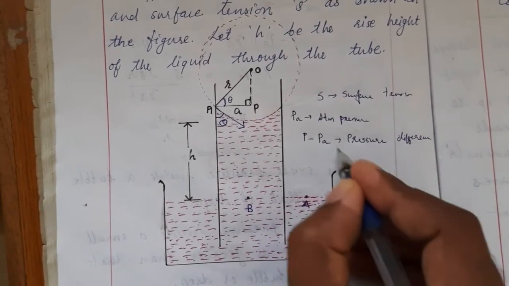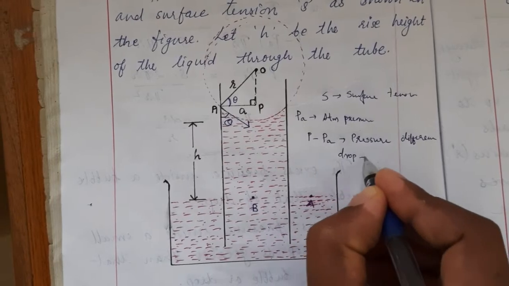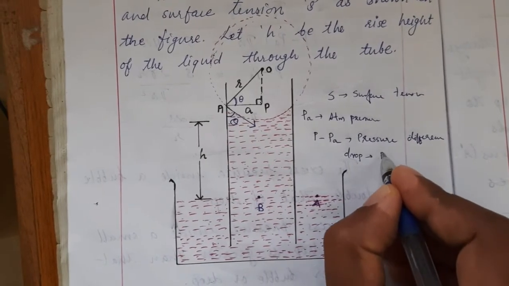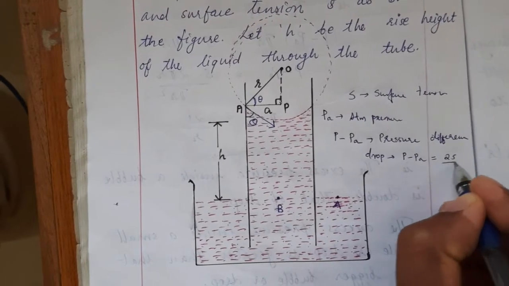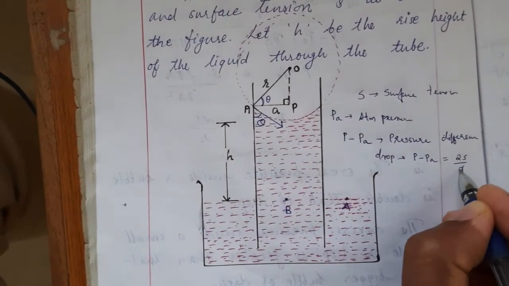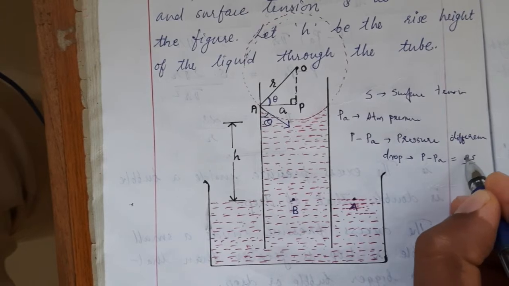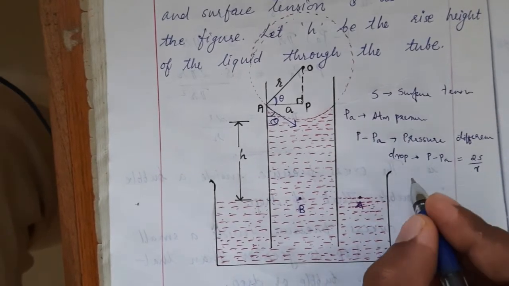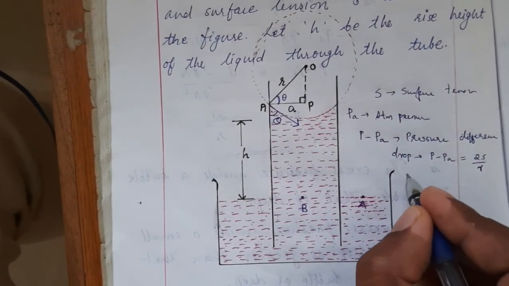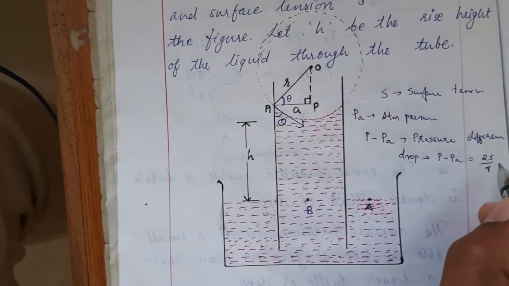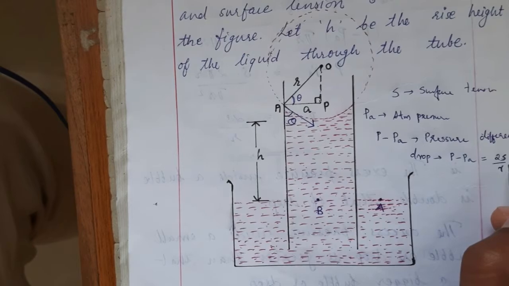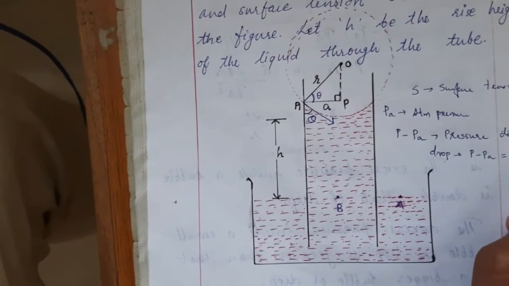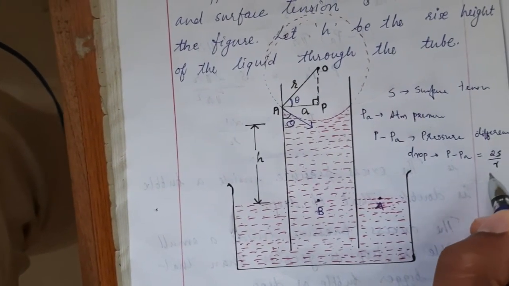In the case of a drop, this pressure difference P minus PA will be equal to 2S by R. This is one point you need to remember. The pressure difference is 2S by R. This is for a drop, where the radius is R and S is the surface tension, so the pressure difference P minus PA is 2S by R.